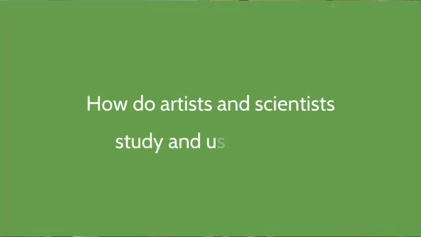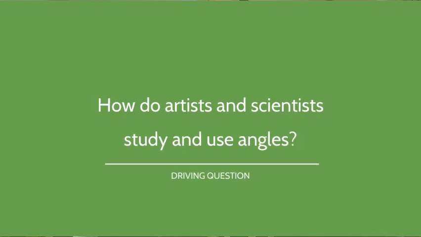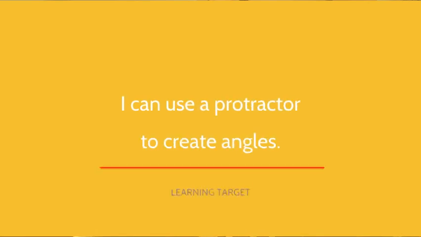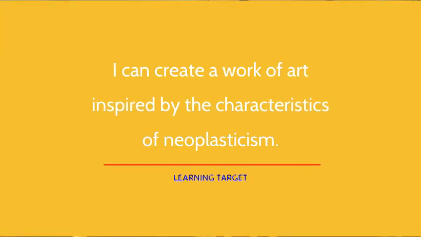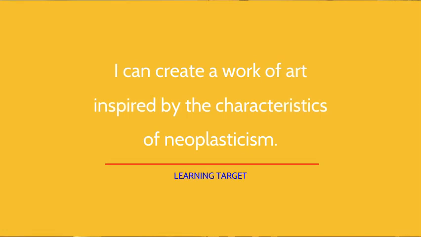So our driving question for this unit is, how do artists and scientists study and use angles? We know that you have been learning a lot about protractors in your math classes. Time to bring that into Thinking Lab. Our two learning targets for today are, I can use a protractor to create angles. We think you can hit that target. And I can create a work of art inspired by the characteristics of neoplasticism.